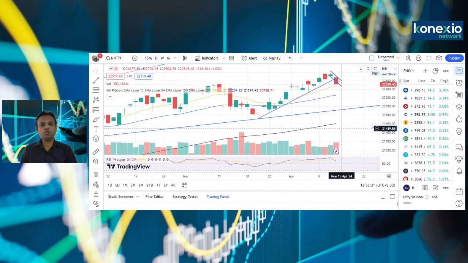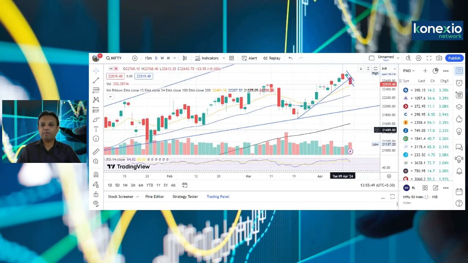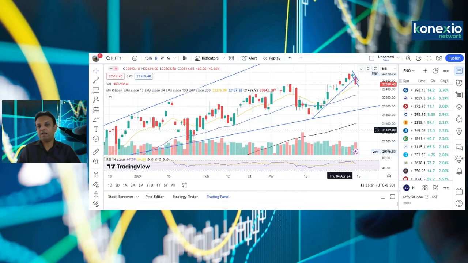So definitely some further cool off cannot be ruled out, but that is not indicating that we are going into a bear market or something like that, or we are going into a huge correction. But definitely some healthy cool off or healthy profit booking cannot be ruled out at this juncture. But still, the primary trend remains intact. So we have a buy on dip strategy.